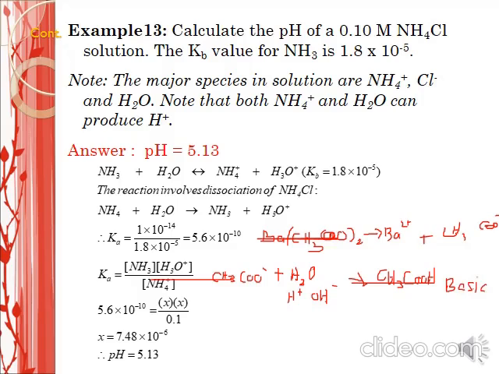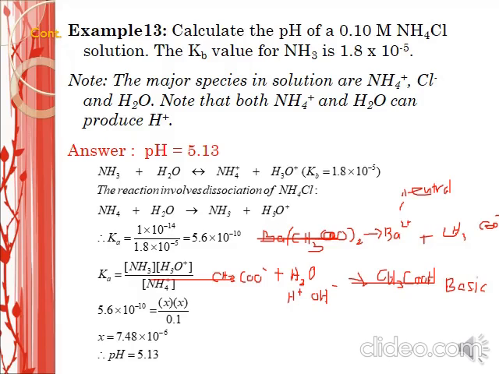Now, how about Ba2+? Go back to the statement: metal ions will cause a decrease in pH except for alkali metals and alkaline earth metals. So barium belongs to alkaline earth metal group 2. Therefore, it will not cause a decrease in pH, so it is neutral. So therefore, this salt is basic.